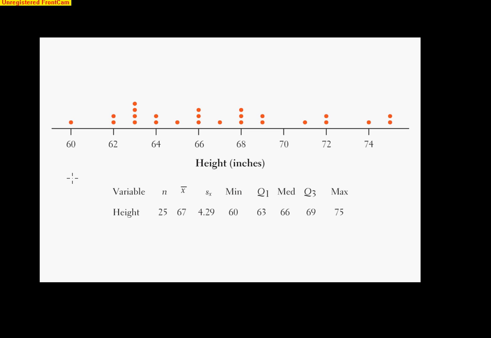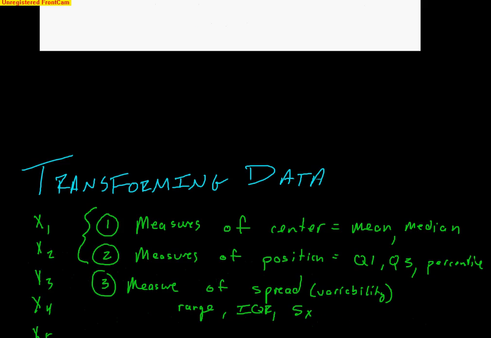Same thing. If everybody moves up 2 inches, my standard deviation is not going to change at all. Because remember, standard deviation is how far a typical value is from the mean. Well, I'm moving everybody up, so nobody's getting further or less far away from the mean. Everybody's staying the same. So that's why measures of spread stay the same.